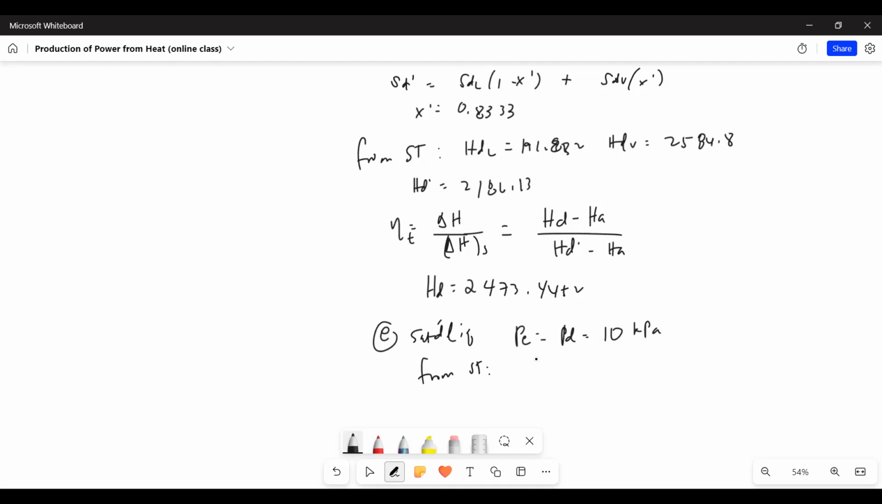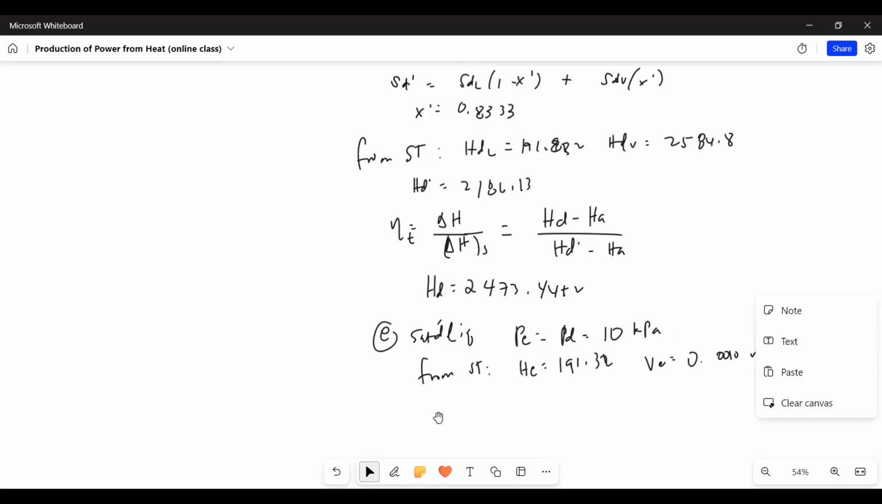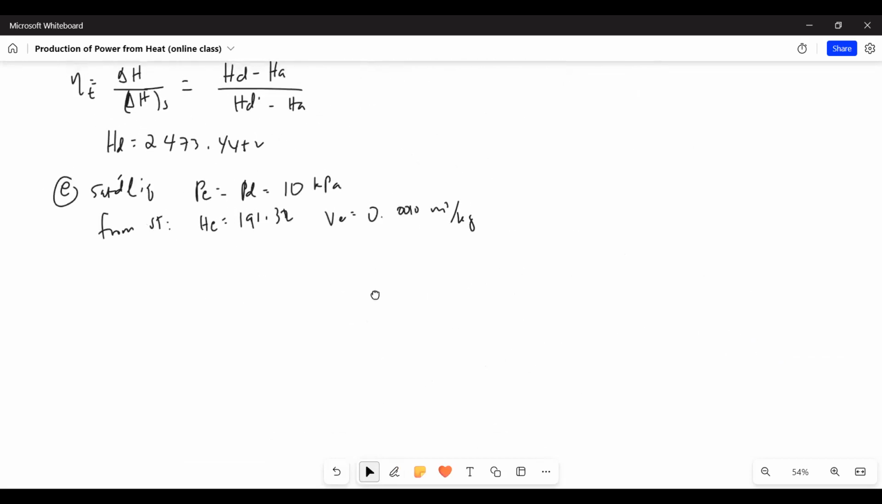HE equal to 191.32. Okay. And then also helpful to get V sub E. V sub E equal to 0.001. Kinonvert ko na, 0.0010 meter cube per kilogram. Okay.